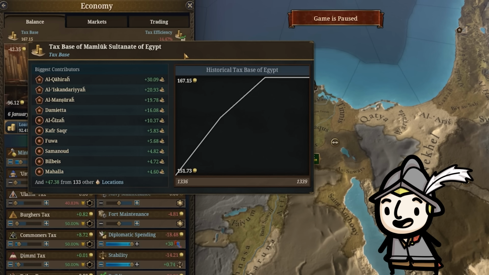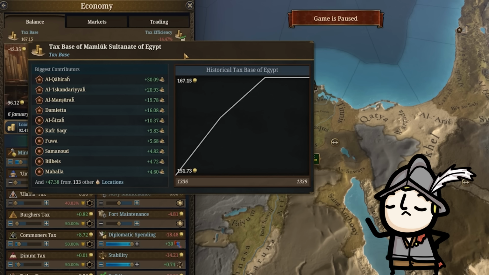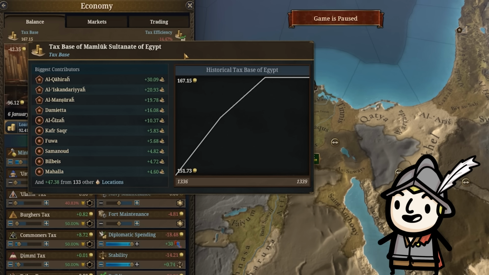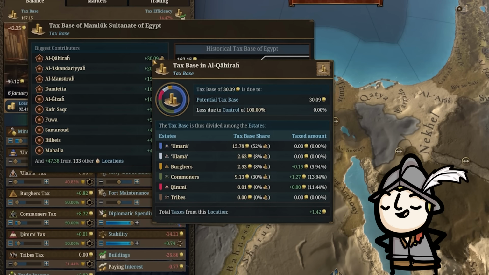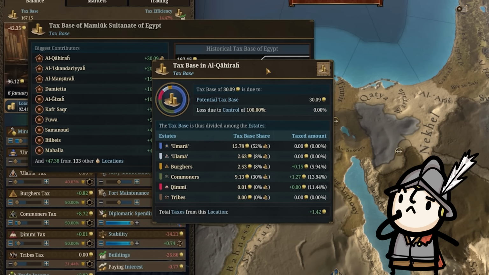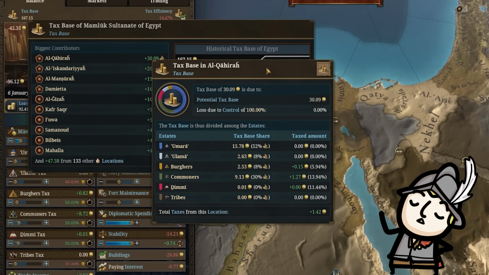Opening up the tooltip will show us a list of our top locations and a historical graph tracking tax base over time. One thing you may notice is that our top performing locations are all urban, and the numbers quickly fall off to much lower tax bases in rural locations. We can even hover over the individual tax base for each location and find out where the taxes are being drawn from.